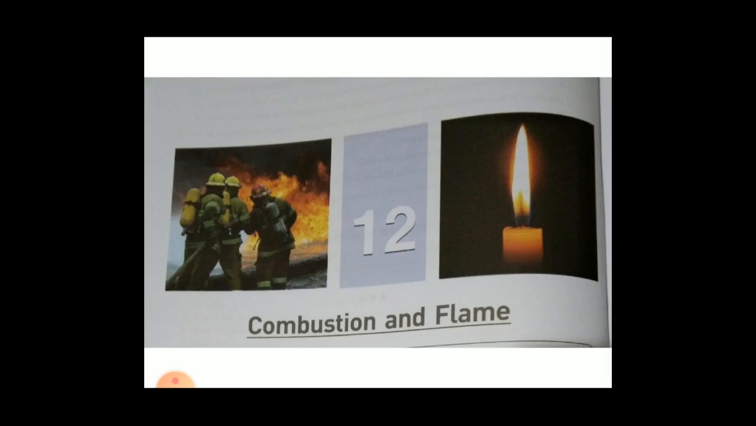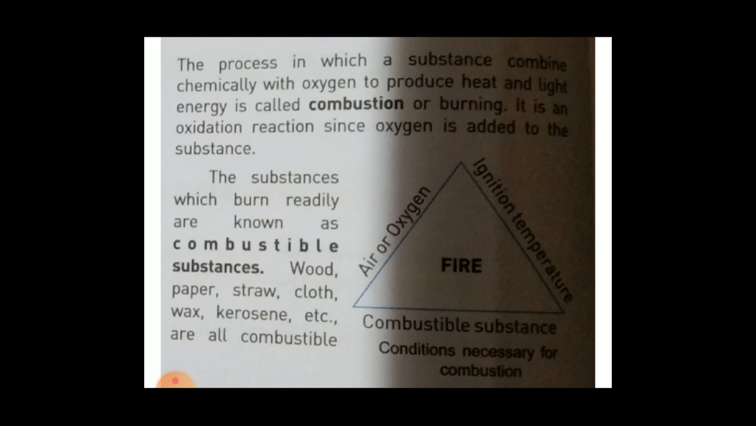Burning a substance is actually a chemical change. When a substance is burned in air, a chemical change takes place. The process in which a substance combines chemically with oxygen to produce heat and light energy is called combustion or burning. It is an oxidation reaction since oxygen is added to the substance.